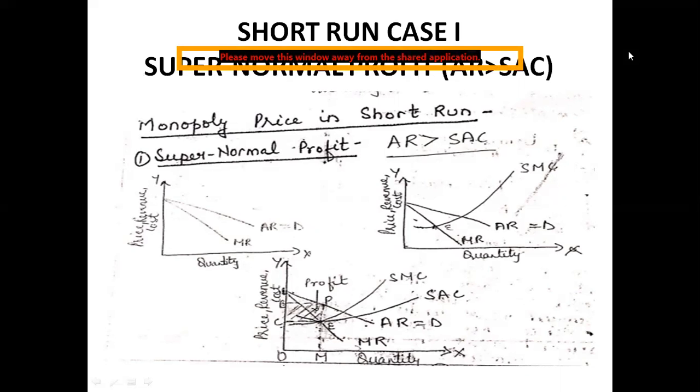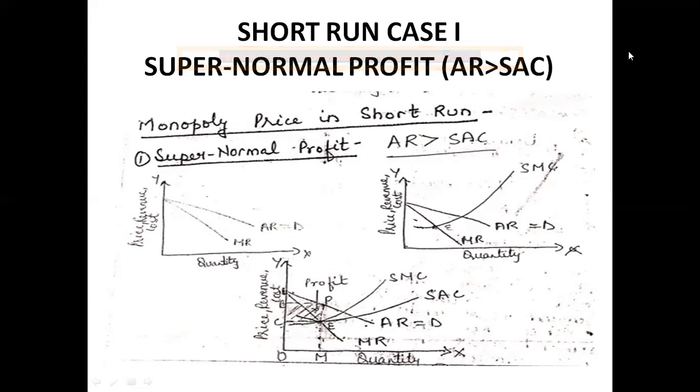So in this particular case in monopoly, first we will plot the axis. On the y-axis price, revenue, cost, and on the x-axis quantity. Then we will plot the average revenue line and the marginal revenue line. Afterwards we will have to compute the equilibrium point by drawing the short run marginal cost, and the point where the short run marginal cost curve cuts the marginal revenue line from below is the equilibrium point. Now there should be entry of the short run average cost to decide whether it is supernormal profit, normal profit, or loss.